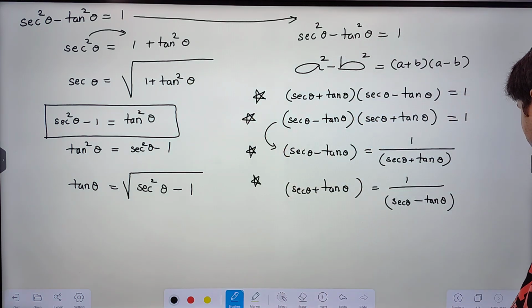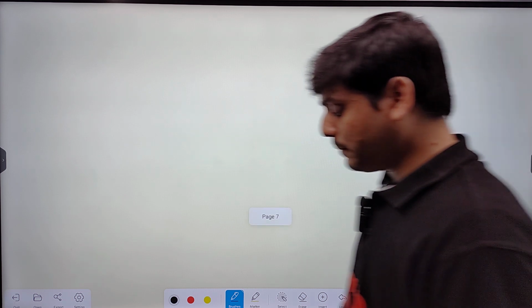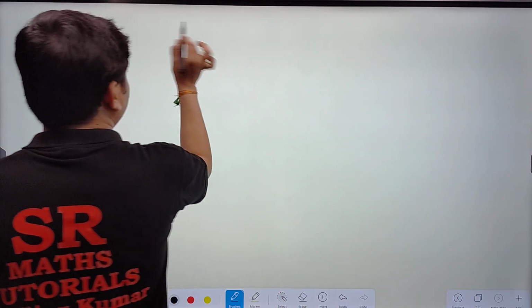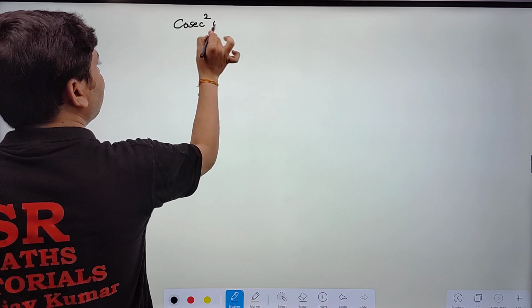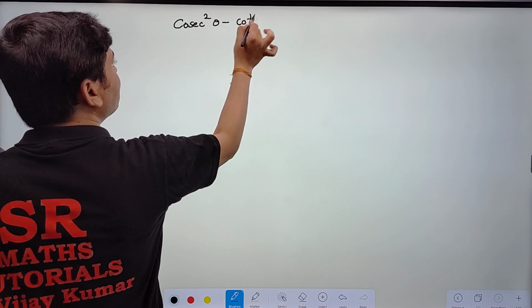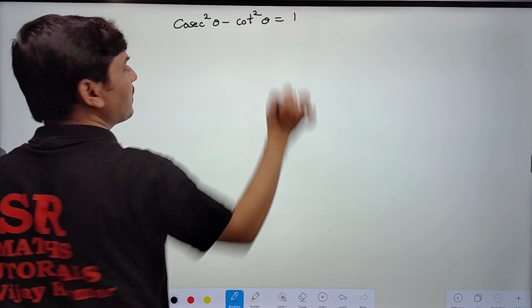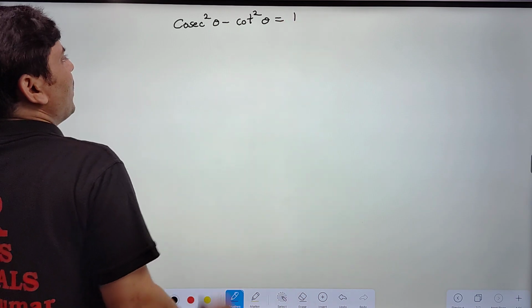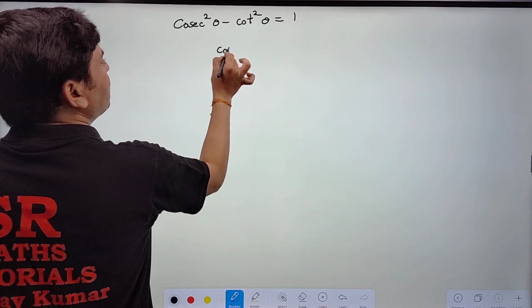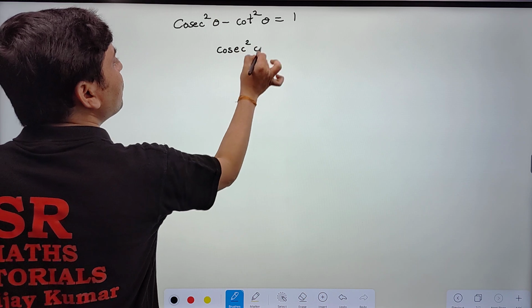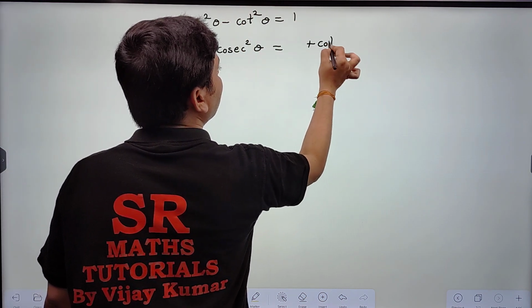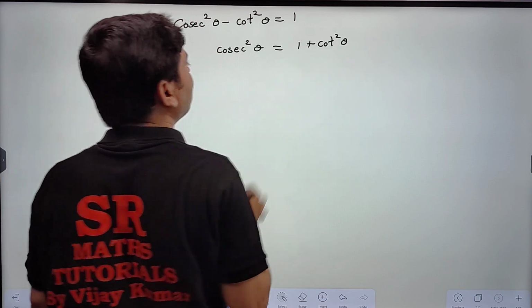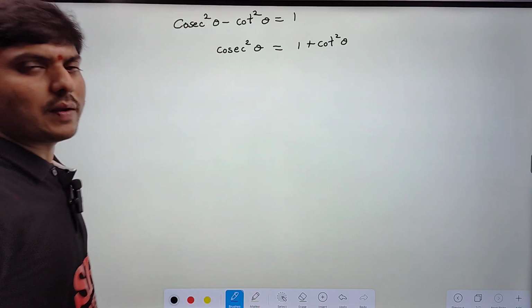I am just explaining that concept. Listen. Cosecant square theta minus cot square theta, the value is equal to 1. What do you say about cosecant square theta, students? Cosecant square theta is equal to, now this negative term is added to the 1, cot square theta added to 1. So our formula: cosecant square theta is equal to 1 plus cot square theta.